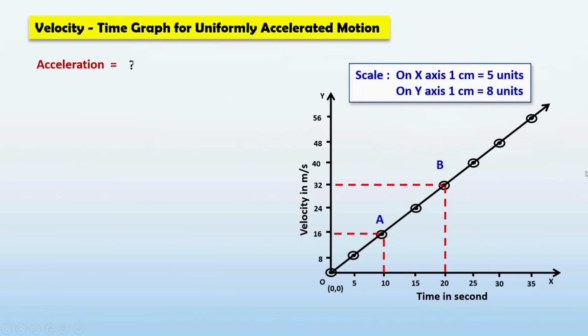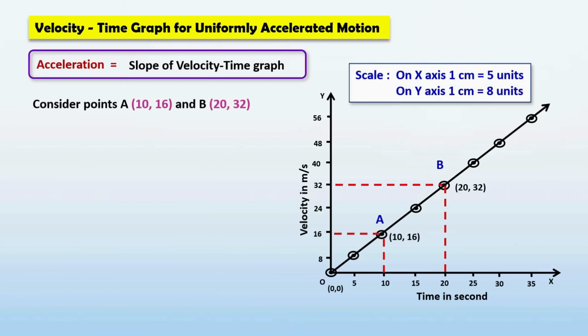Now let us understand how to find acceleration from a velocity time graph. Acceleration is equal to the slope of the velocity time graph. To calculate the slope, we select 2 points on the straight line. Consider point A, which represents 10 seconds and 16 meters per second, and point B, which represents 20 seconds and 32 meters per second. The slope of the graph is calculated as change in velocity divided by change in time.